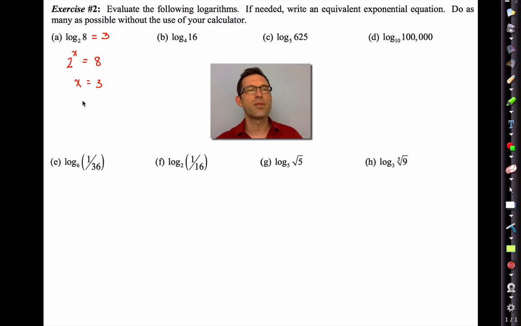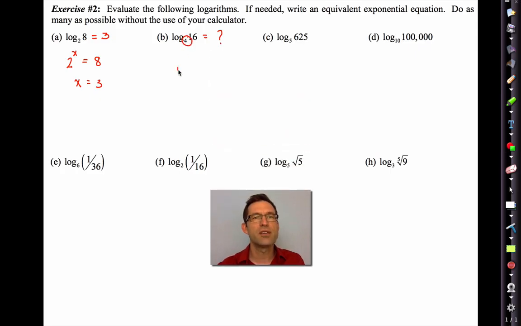Now we can keep writing these equivalent exponentials. That's not necessarily a bad idea. Okay, but I'm going to try to do it without it. So in other words, the log base 4 of 16 equals what? Now remember, what we're really trying to do is figure out what we have to raise 4 to in order to get 16. Well, that's obviously 2, right? 4 squared is 16, and therefore the log base 4 of 16 is 2.